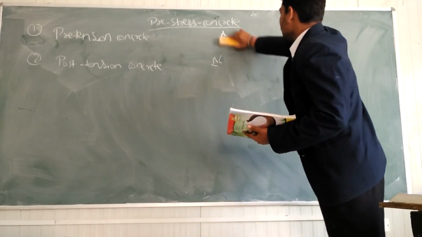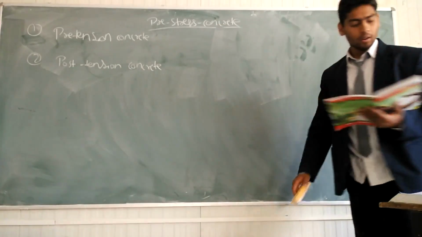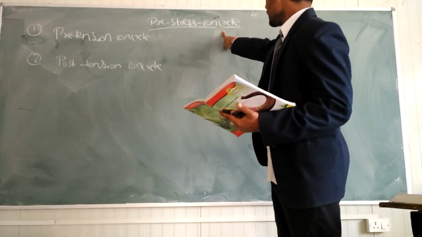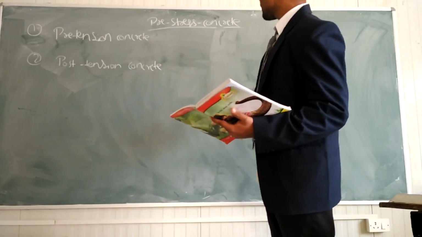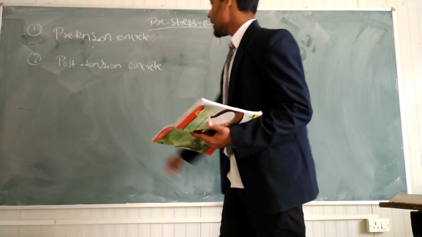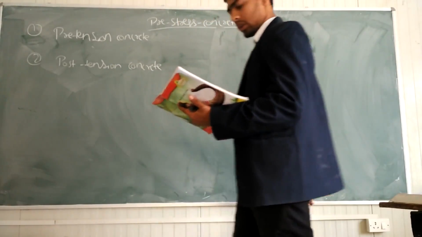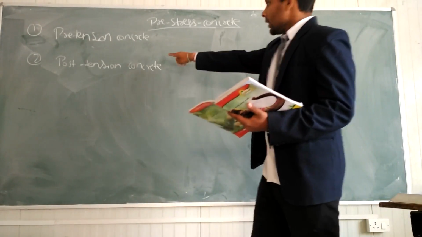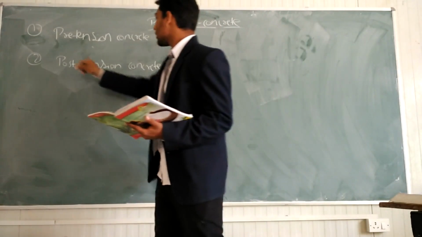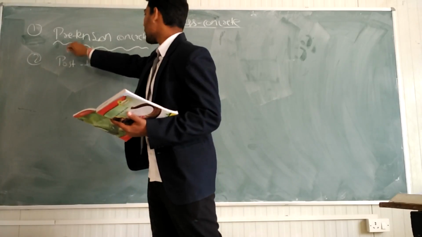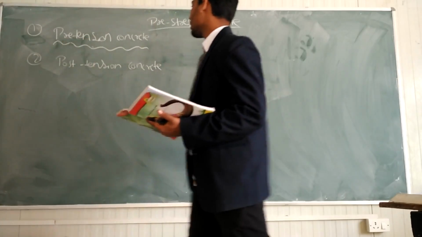So PSC utilizes the lower half part of the structure. In PSC, pre-stressed concrete can be made by two methods. First one is the pre-tension concrete and second one is the post-tension concrete. Pre-tension concrete means that, as we can simply see from the name of the topic, that is the pre-tension concrete.